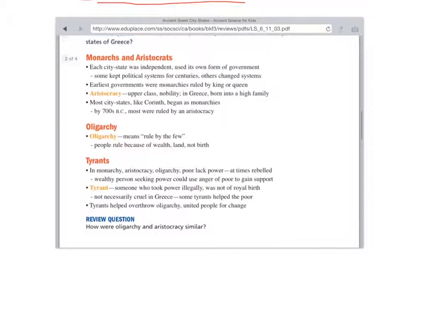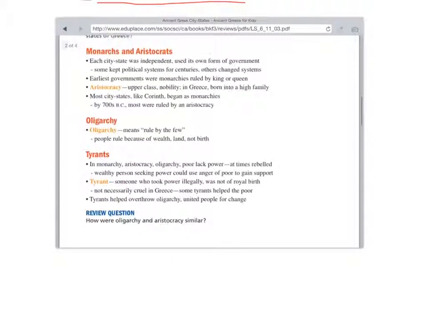So for the types of government, they had monarchs and aristocrats. Each city-state was independent and used its own form of government. These political forms were kept for centuries, but while some stayed the same, others changed. In the earlier governments, they started out as monarchies with a king or queen, and some of them, not all, transitioned to an aristocracy, where the upper class nobility, born into high families, were running the cities.